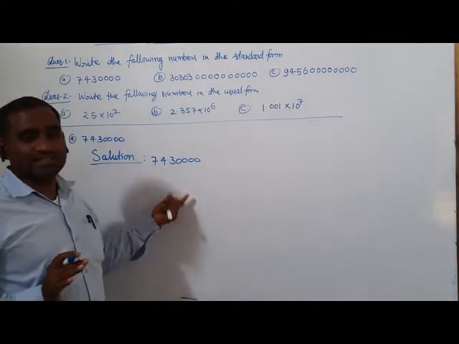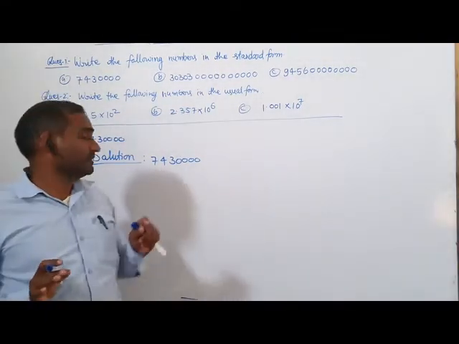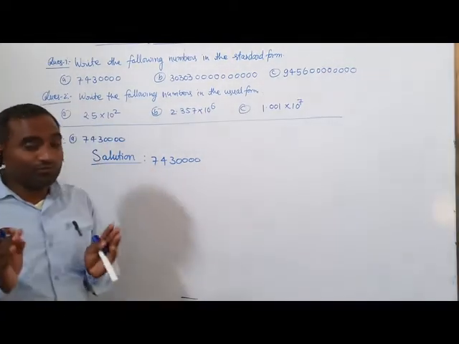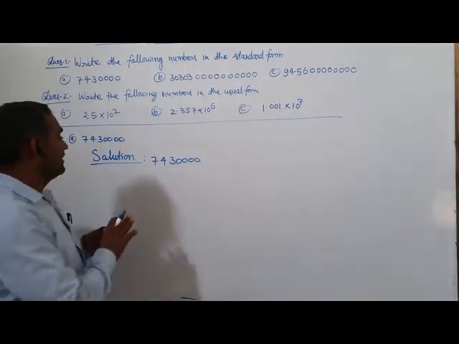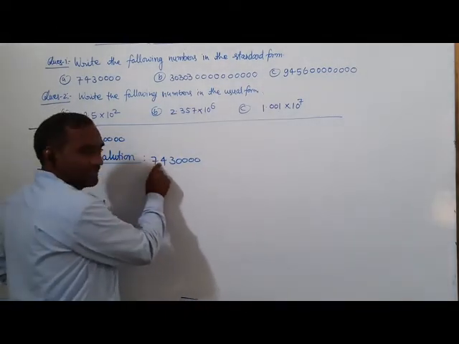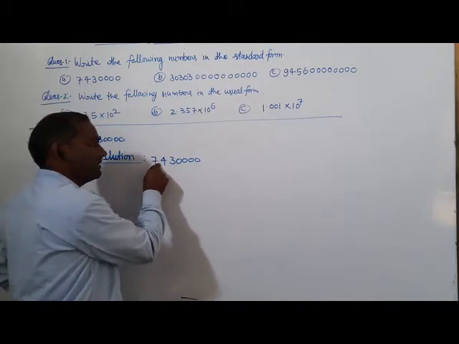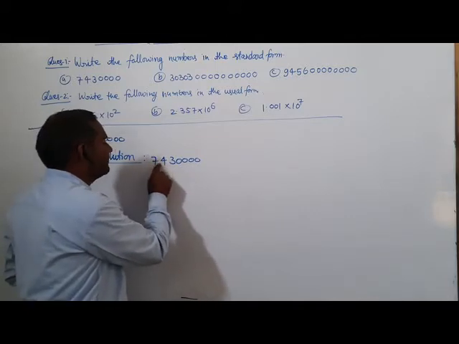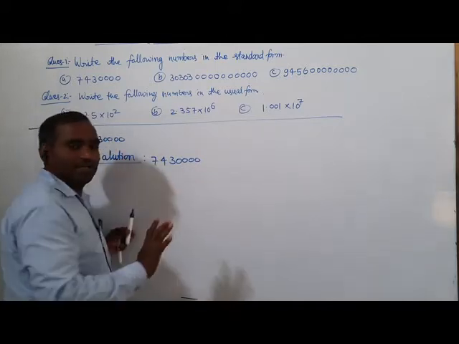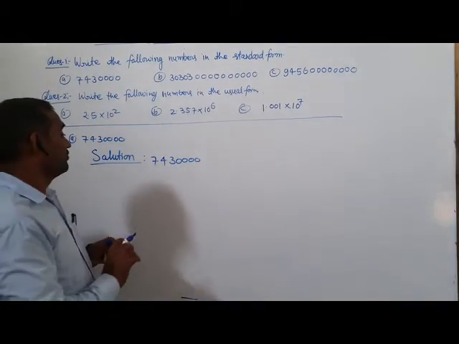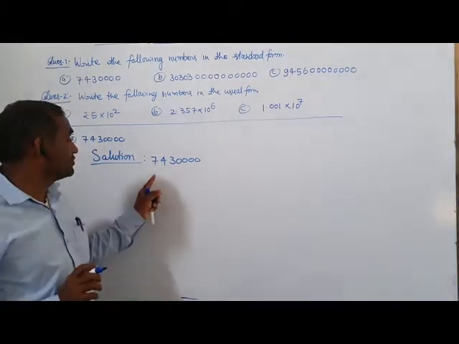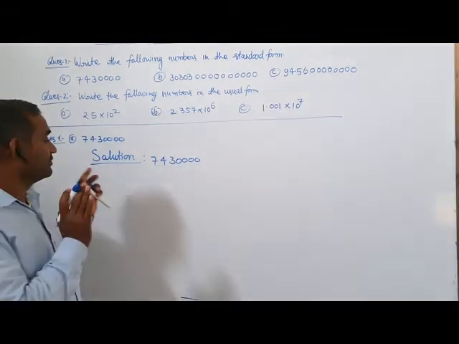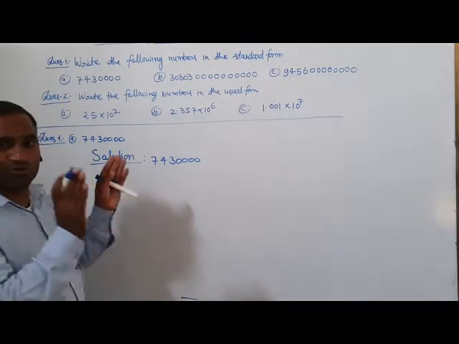The value of this should be 1 to 9. When the decimal is placed here, this will be 7.43. This will be more than 7 but less than 8. So first of all we have to change the value of this to between 0 and 10, meaning 1 to 9.